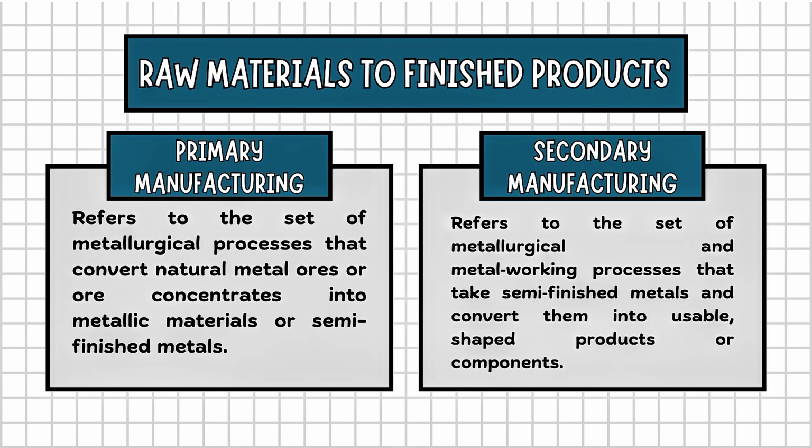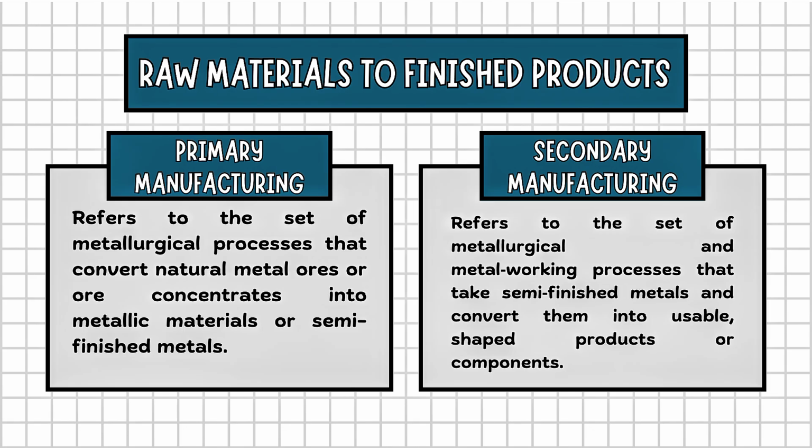Primary manufacturing refers to the set of metallurgical processes that convert natural metal ores or ore concentrates into metallic materials or semi-finished metals. So primary manufacturing focuses on the ore concentrates from extractive metallurgy. Recall that in extractive metallurgy, we extract concentrates away from their gangue minerals through different kinds of methods like pyrometallurgy, hydrometallurgy, and electrometallurgy. So in primary manufacturing, these ore concentrates are converted into semi-finished metals or metallic materials.